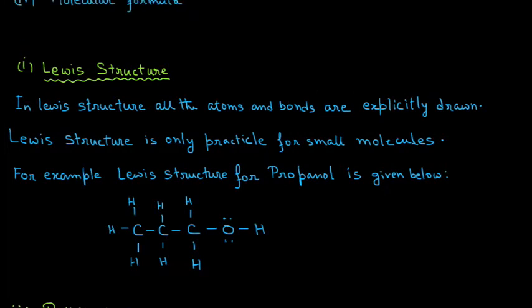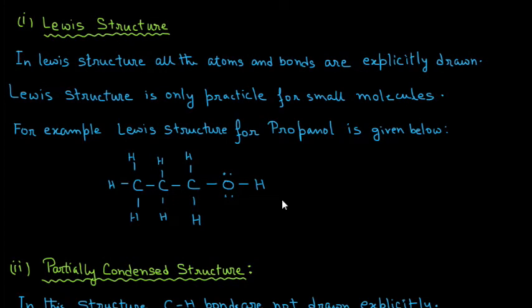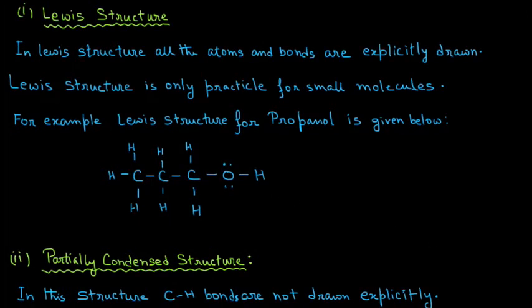So Lewis structure is very easy. In Lewis structure, all the atoms and bonds are explicitly drawn. Lewis structure is only practical for smaller molecules. For example, Lewis structure for propanol is given by, so all the bonds are drawn, nothing we can leave out. So this is Lewis structure.